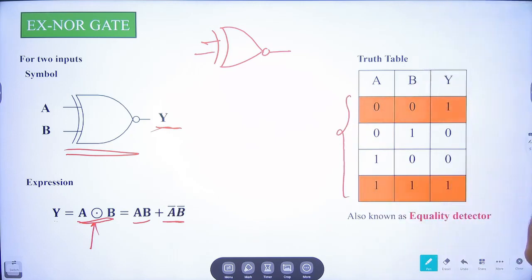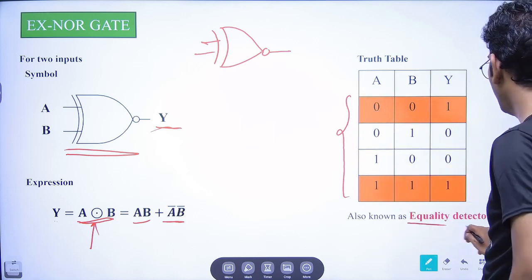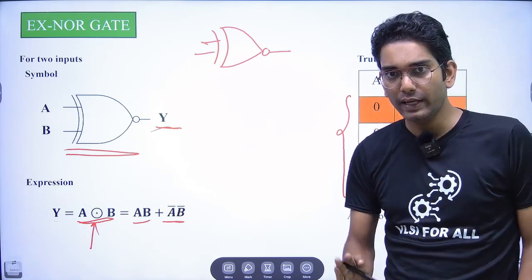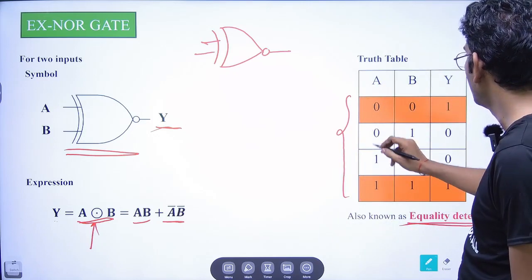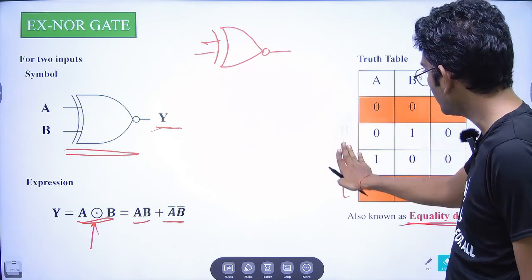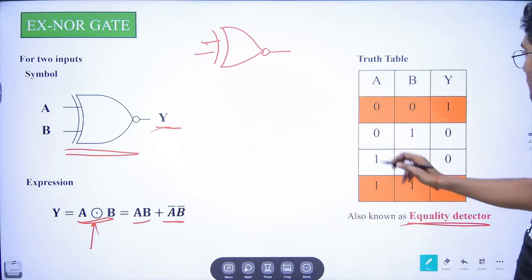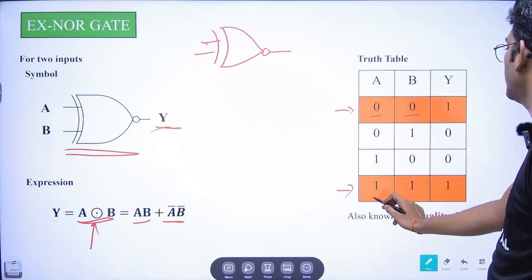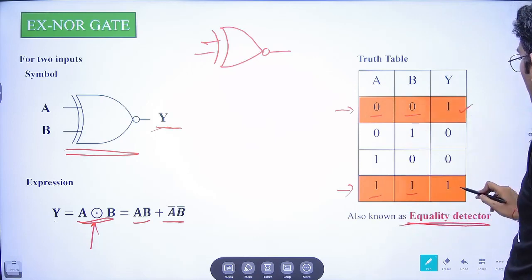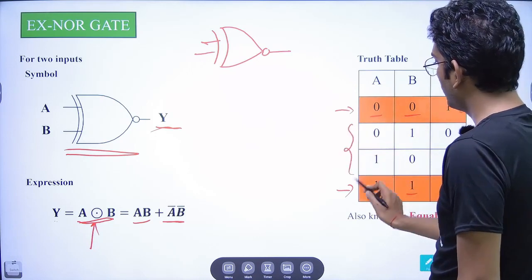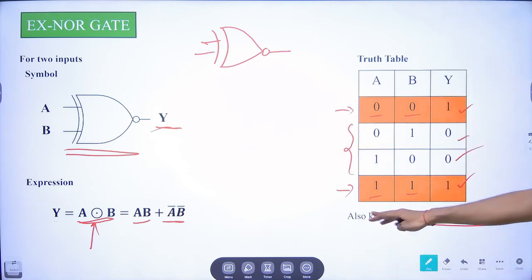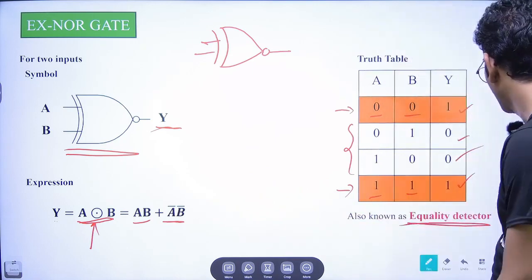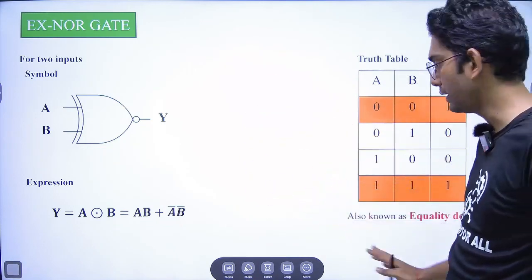Now this XNOR gate is also known as the equality detector. So what it will do is, whenever it sees that both the inputs are equal, here two inputs are equal, 0 0, here two inputs are equal, 1 and 1, it will give the output as 1, and when both the inputs are not equal, it will give the output as 0. So this gate is known as the equality detector and the XOR gate was known as the inequality detector. This is the basic working of the XNOR gate.